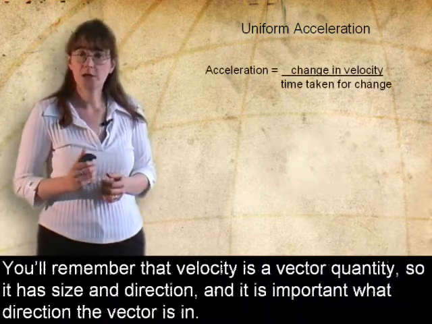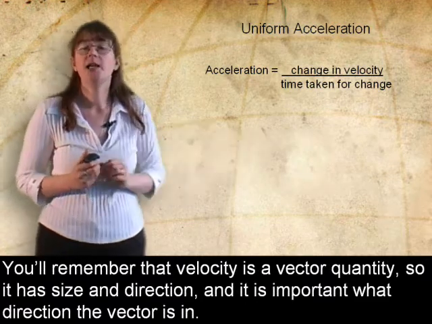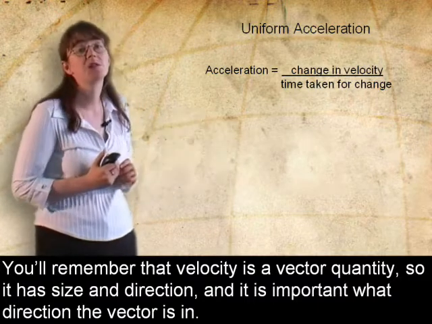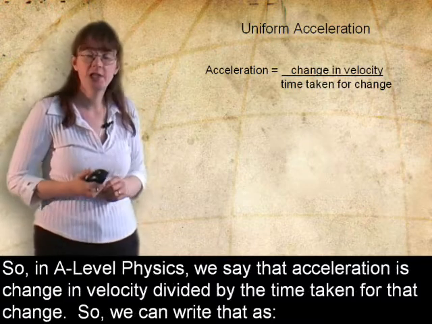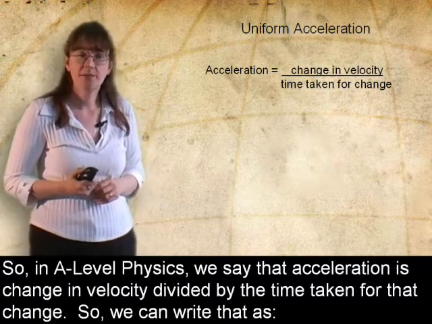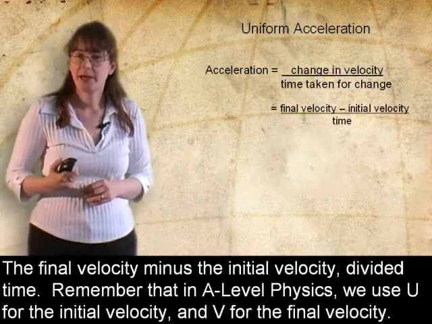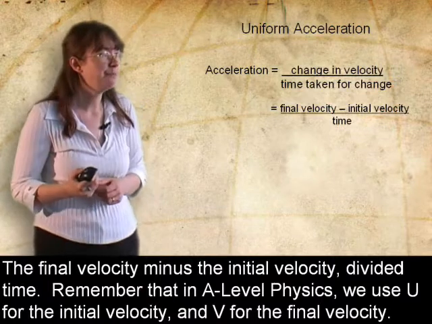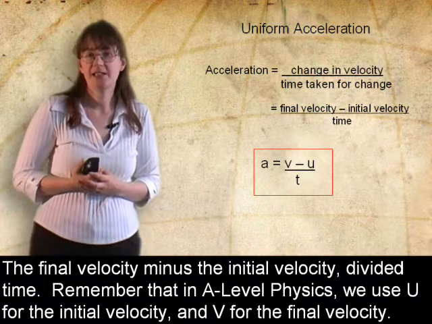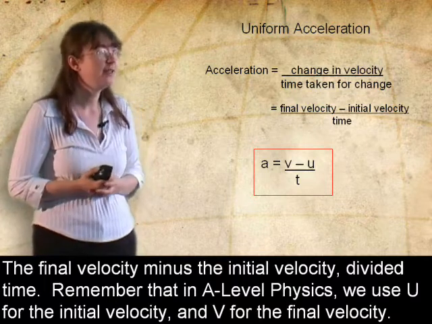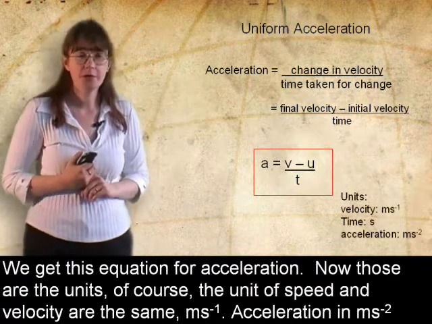You'll remember velocity is a vector quantity, so it has size and direction, and it's important what direction the velocity is in. So in A-level physics, we say that acceleration is change in velocity divided by the time taken for that change. So we can write that as the final velocity minus the initial velocity divided by time. Remembering that in A-level physics, we use u for the initial velocity and v for the final velocity, we get this equation for acceleration.